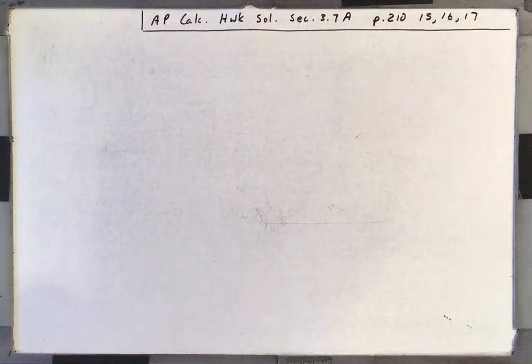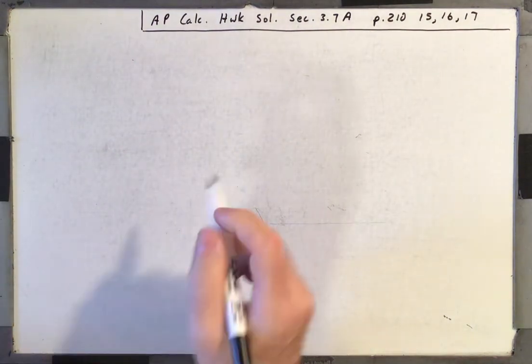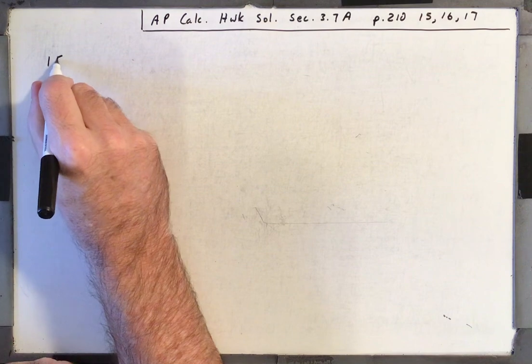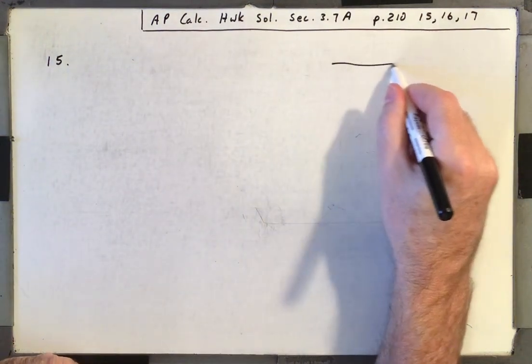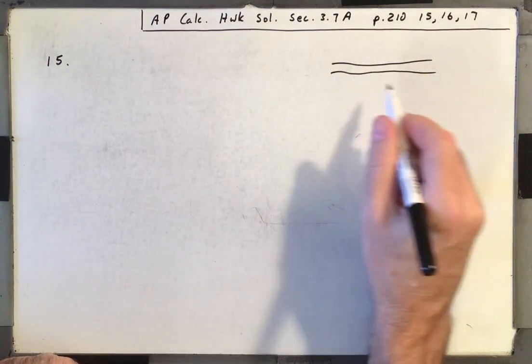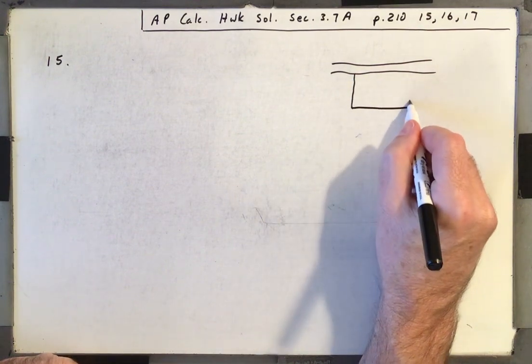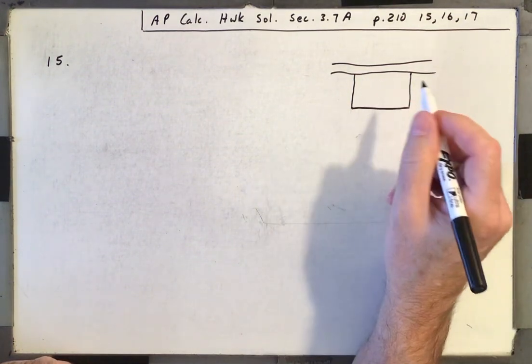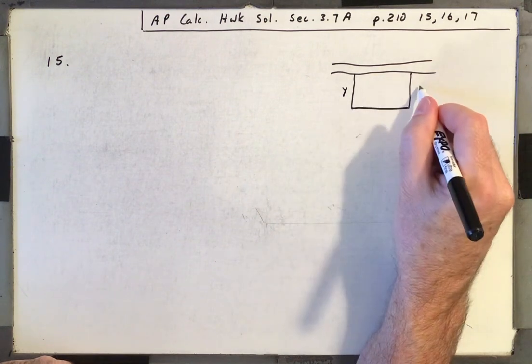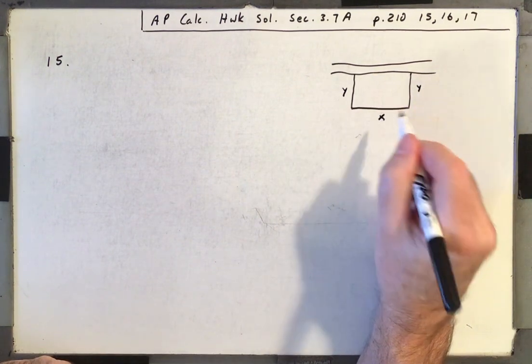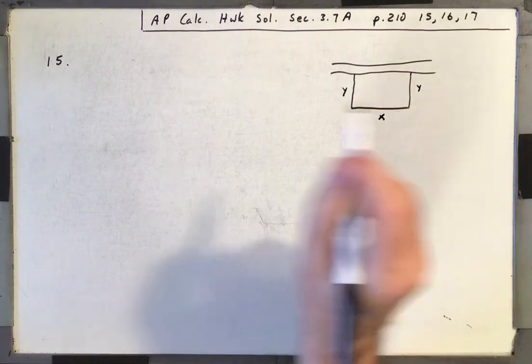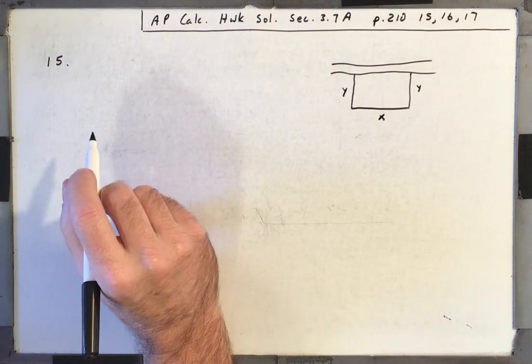Okay, well, I think it's helpful to draw a picture. So we've got a river here. So this is a lot like our barn example. It's rectangular, so I'm going to call this y, and this x. Now we want to know what dimensions.